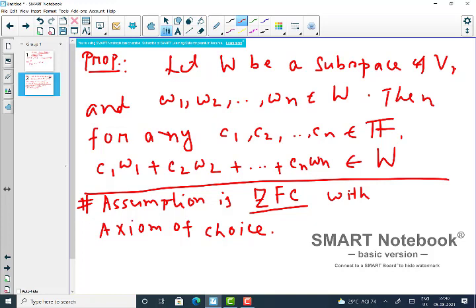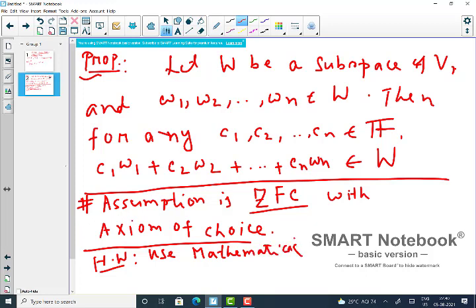So mathematical induction I am also assuming, and I am assuming that you already know it. Now, do this as homework. Use mathematical induction to prove this proposition. You can easily prove it. For example, when n equals 1, this is obvious.